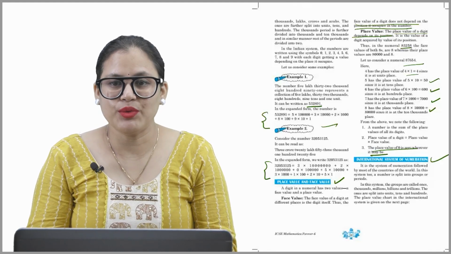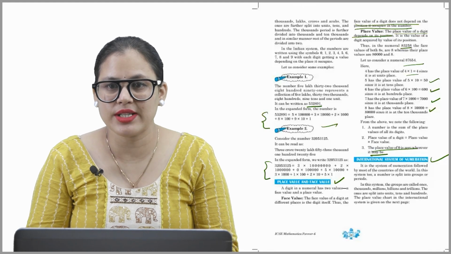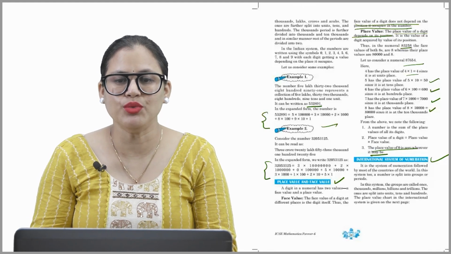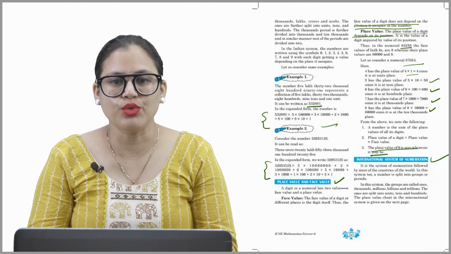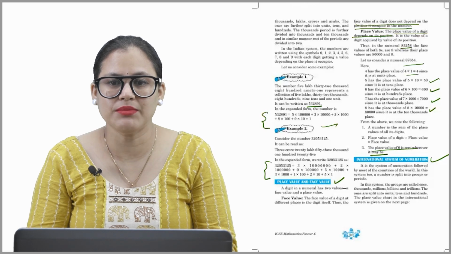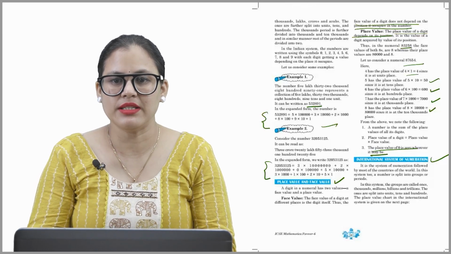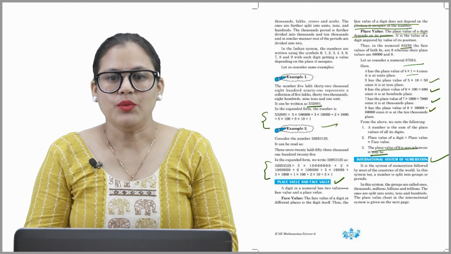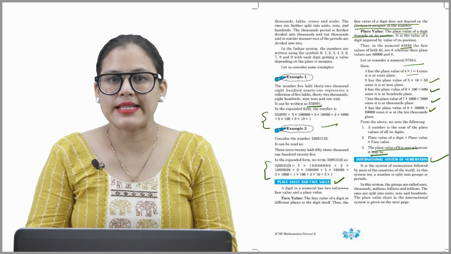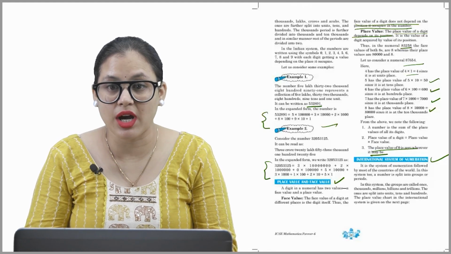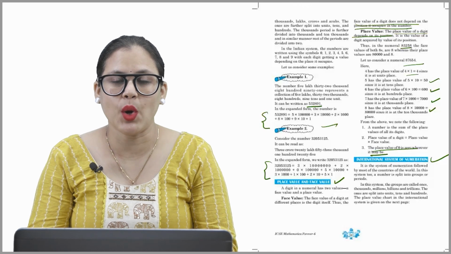Next, international system of numeration. It is the system of numeration followed by most of the countries of the world. In this system too, a number is split into groups or periods. In this system, the groups are called ones, thousands, millions, billions and trillions. The ones are split into units, tens and hundreds. The place value chart in the international system is given on the next page.